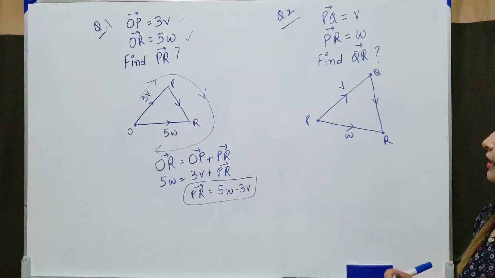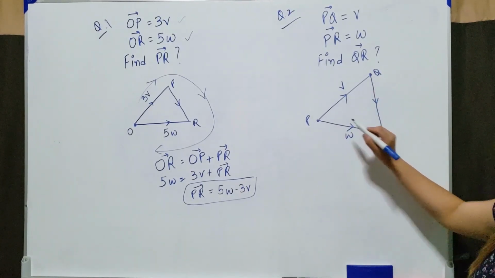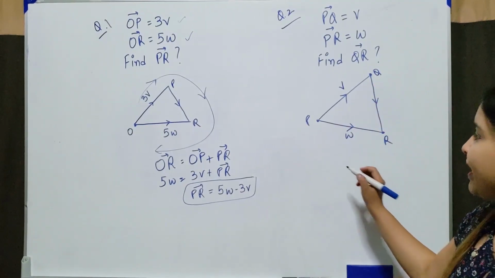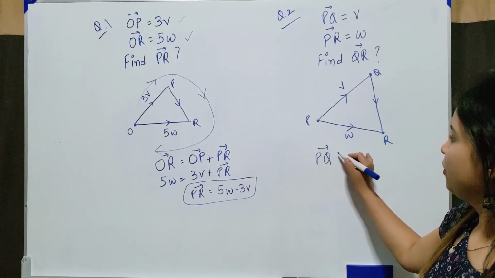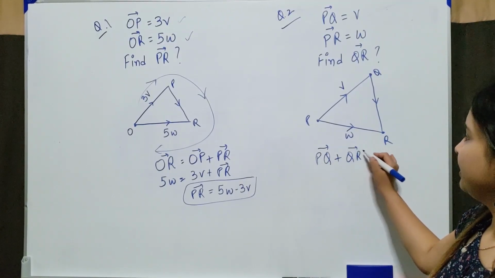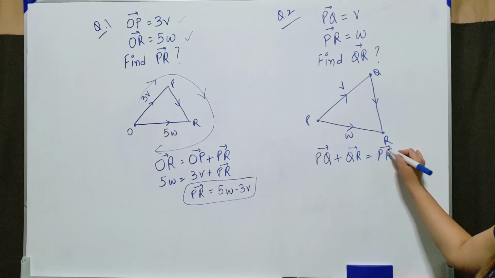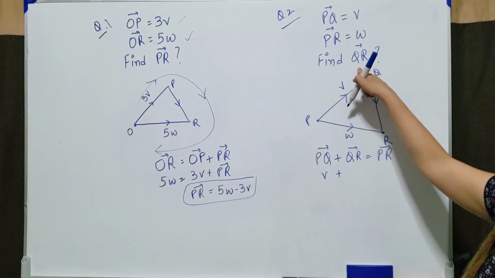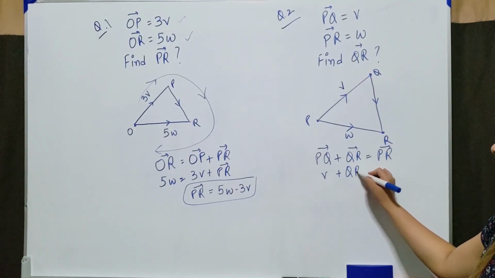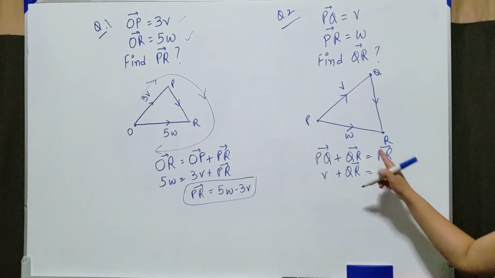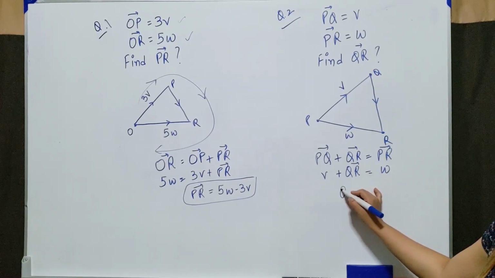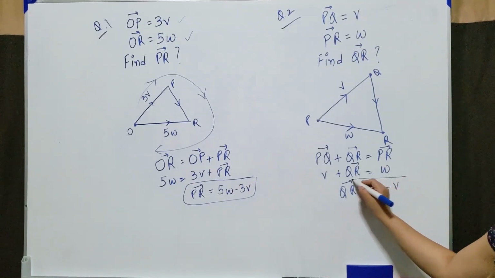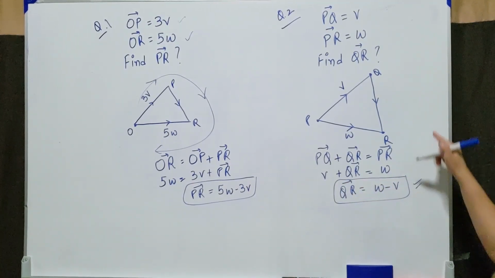Again, use the triangle method. Which two sides are going in the same direction? PQ and QR. So I can write PQ plus QR is equal to PR. PQ is V, QR I don't know because I have to find QR, is equal to PR, which is W. So what is my QR? QR is W minus V, which is the required answer.